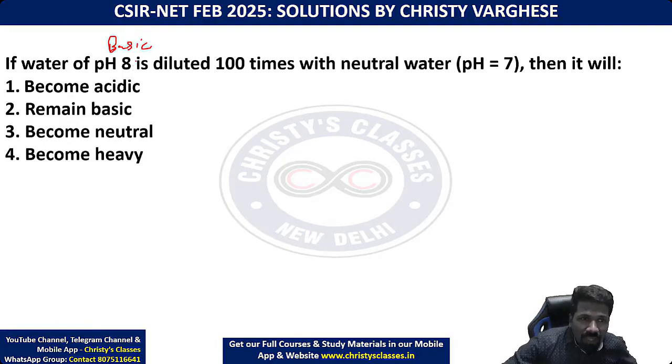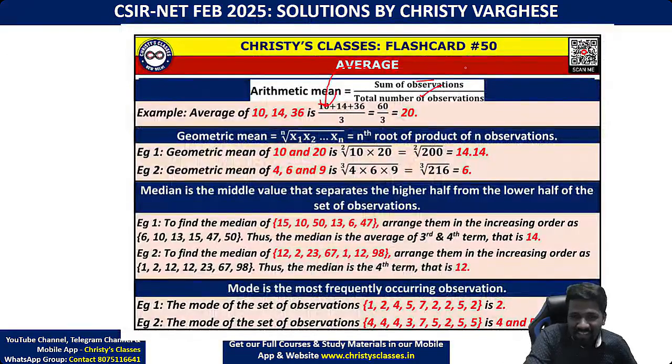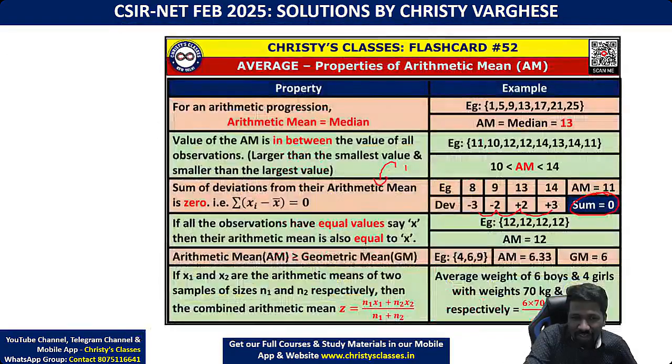Now, the pH 8 water is diluted with pH 7. Now, this is the average chapter idea. In this chapter, the previous idea is that the average value will always be between the values. This is the logic I am going to use here. Value of the arithmetic mean is in between the values of all observations. Looking at all these observations, I can confirm that the average is between 10 and 14, because the minimum value is 10 and the maximum value is 14.